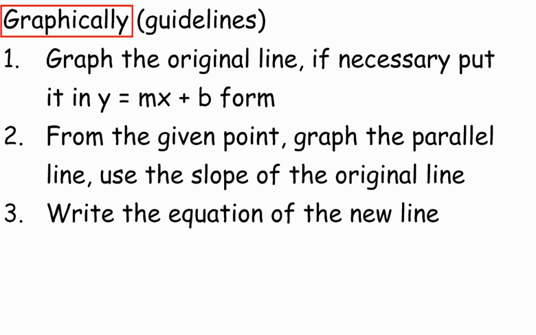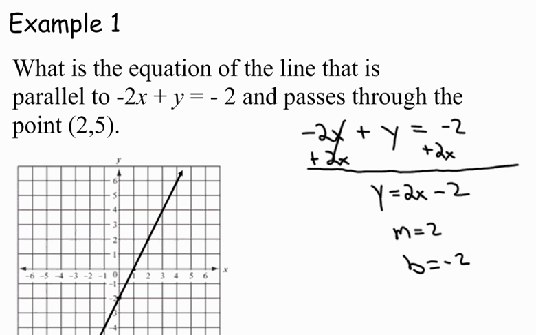The next step says, from the given point, graph the parallel line, use the slope of the original line. So the given point is 2, 5. The given point is right over here. So from this given point, I'm going to graph the parallel line. Now, let's stop here and think for a moment. We're looking for a line that's parallel to this line over here.